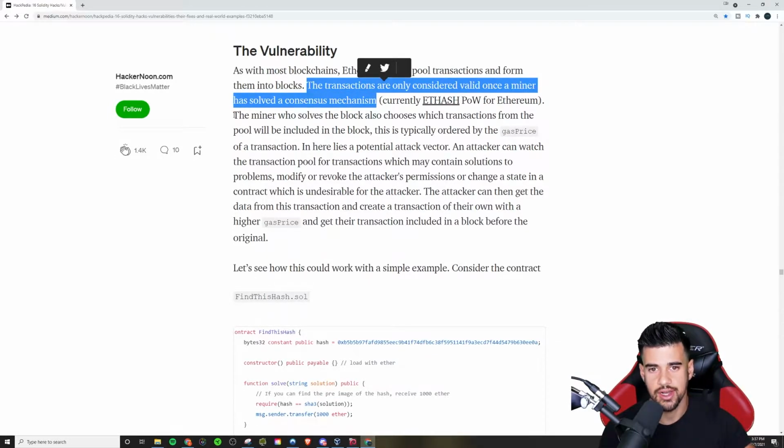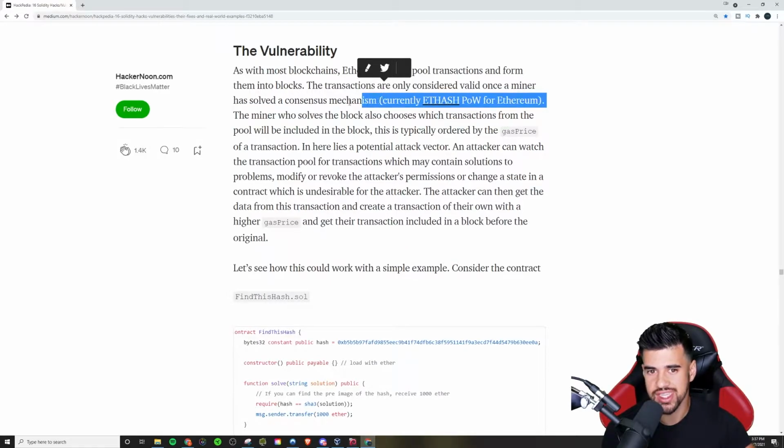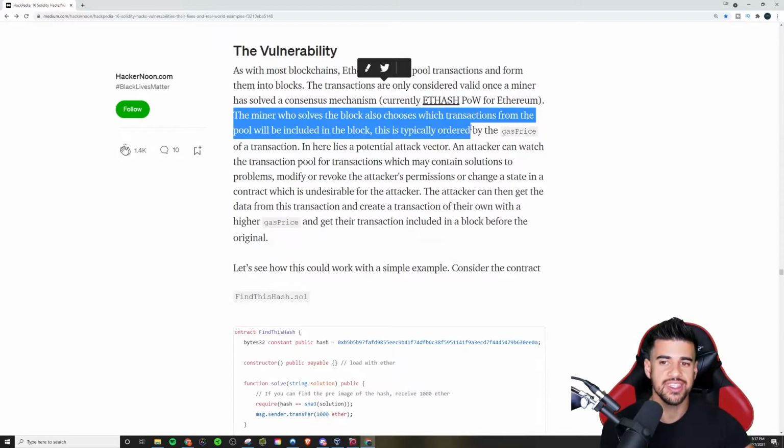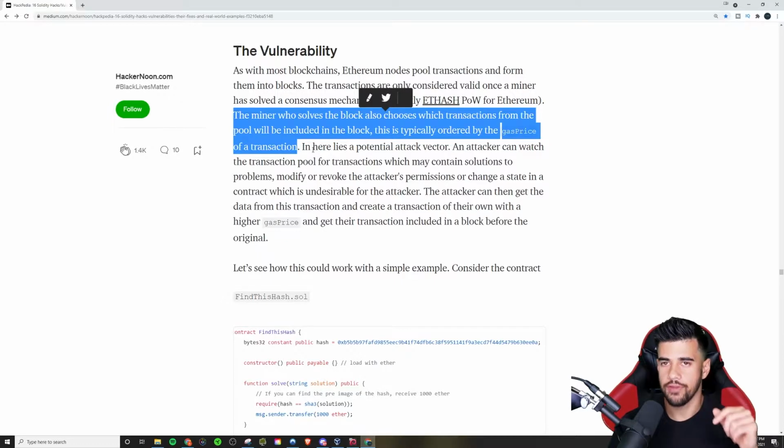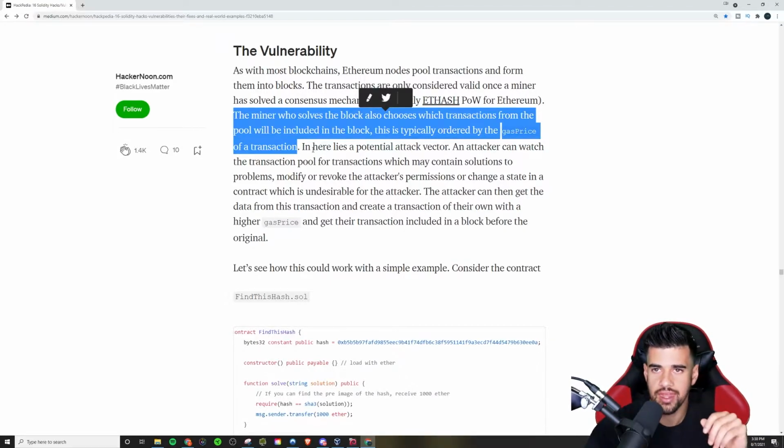The miner who solves the block also chooses which transactions from the pool will be included in the block. This is typically ordered by the gas price of the transaction. Now, that is the key part here. If you've ever used any kind of DEX, a decentralized exchange, or a lot of different Ethereum applications, ERC-20 based applications, when you pay the gas fee you typically have different options: do you want the minimum gas fee for slow, the normal for a medium, or do you want to put a little extra money into the gas fee to get faster processing time?